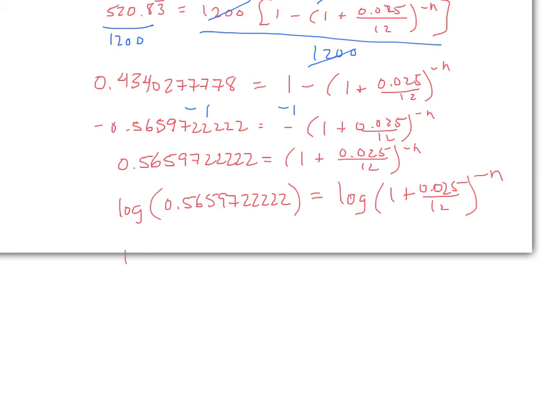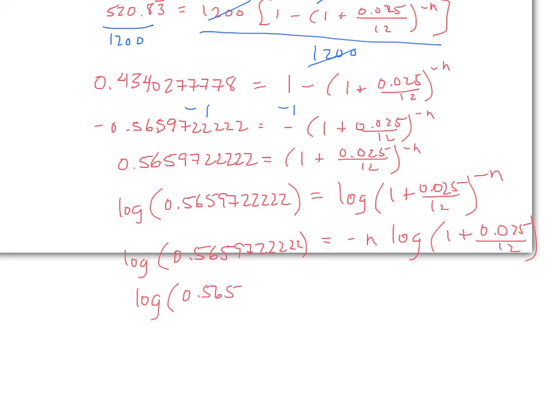So then you have, I'm going to go down the page a little bit, 1.565972222. So I'm missing a 2 there, I think. Equals negative n log of (1 plus 0.025 divided by 12). Okay, so as I did last time, I'm going to divide each side by the log of this, to isolate n. Notice that n is negative, so I'm going to have to change the sign on the other side too. I'm not going to write all this stuff again. I think we're ready to get a value here.